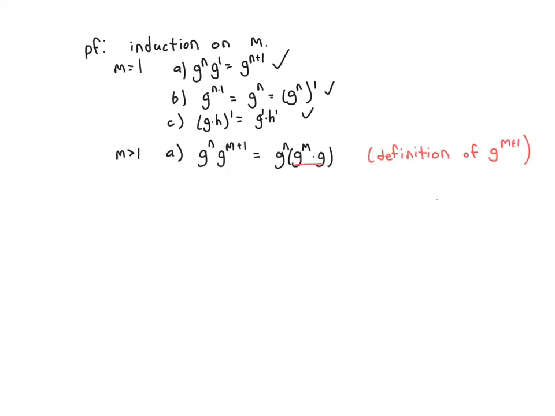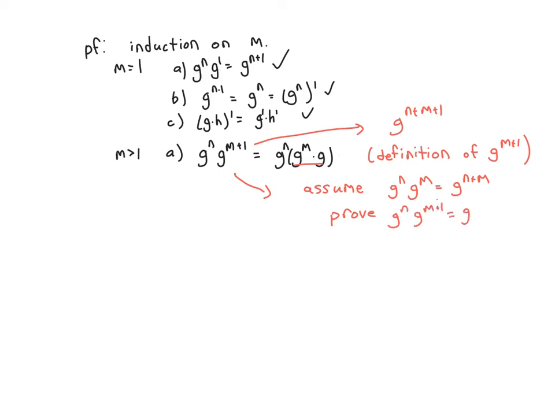So let's look at statement A. We're looking at g^n times g^(m+1). By my definition of exponentiation, that's g^n times g^m times g. And what do I want to show? I want to show that this is equal to g^(n+m+1). It's worth noting here, what am I trying to do? I'm assuming some statement for m, and I'm going to try to prove the statement for m plus 1. That's what I'm doing here, because that's what you do in the inductive step.